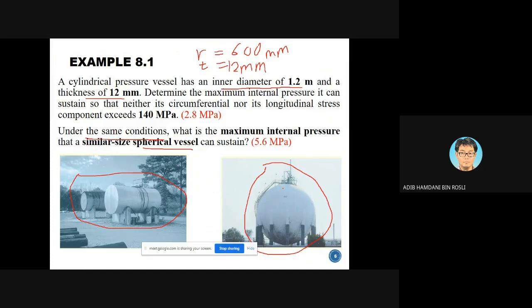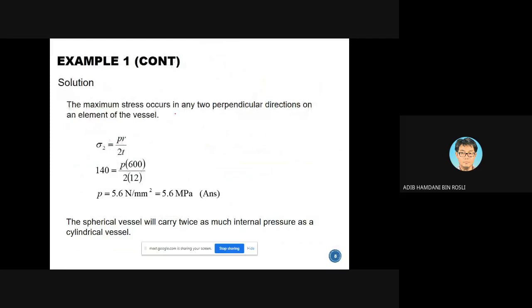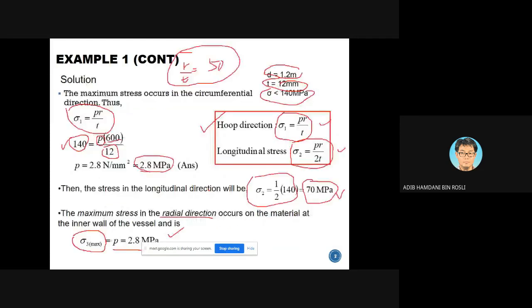So what happened to the maximum internal pressure? As you can see here, in the case of a spherical vessel, you just have sigma 2, the longitudinal stress, which is PR over 2T. In this case, your 140 megapascal will be the allowable stress, sigma 2. Then you put the rest, and you end up with this pressure of 5.6 megapascal, which is twice the maximum pressure of the cylindrical pressure vessel, right? The spherical will be twice.